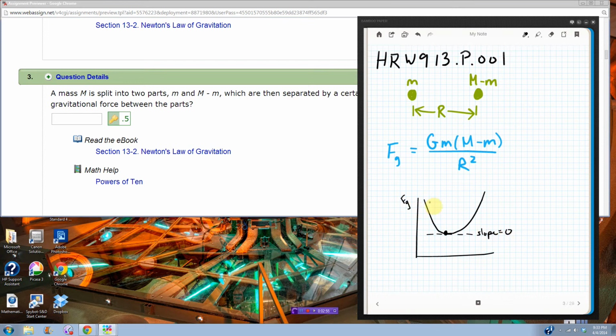So remember that the derivative of something equals its slope. If I can find the derivative of this and set it equal to 0, I'm finding the value at which the force will be the extreme. So I need to get this in terms of little m, and then I need to take the derivative. I'm going to go full screen here.